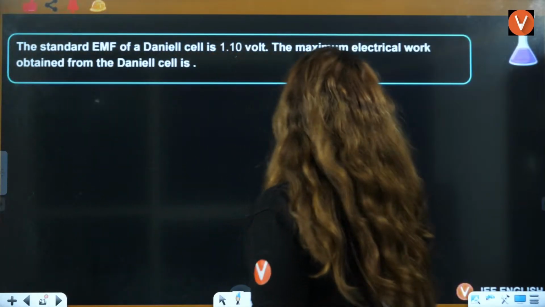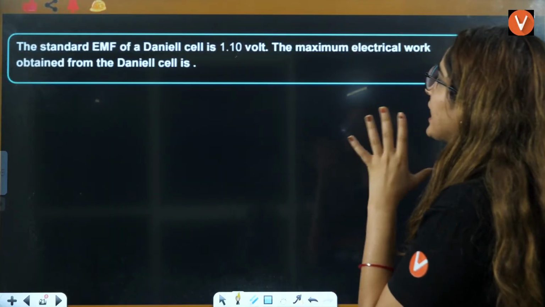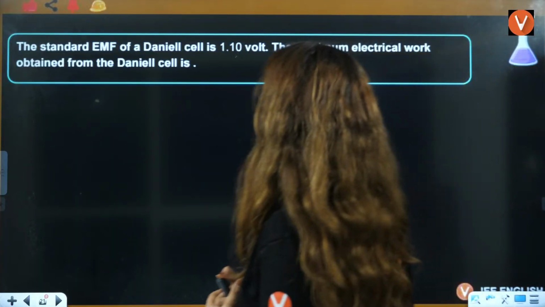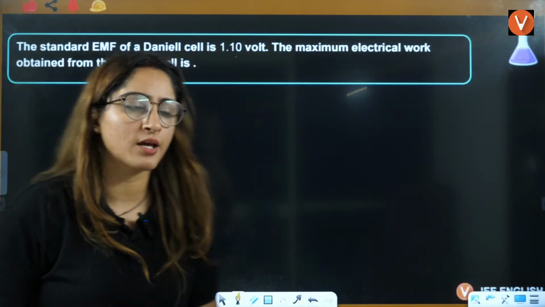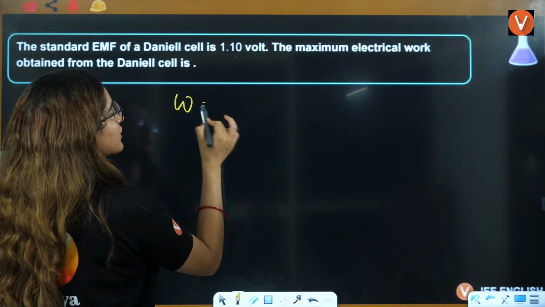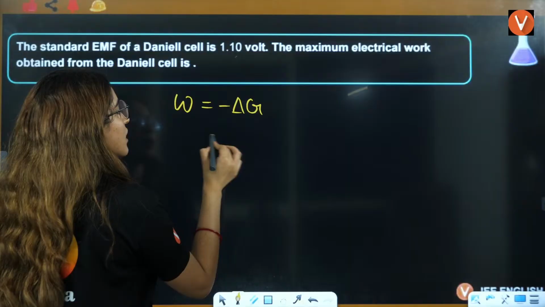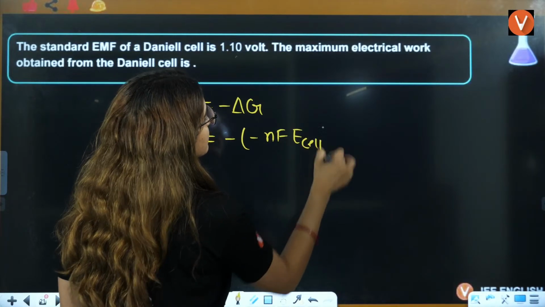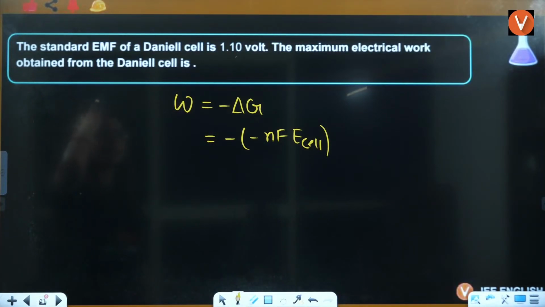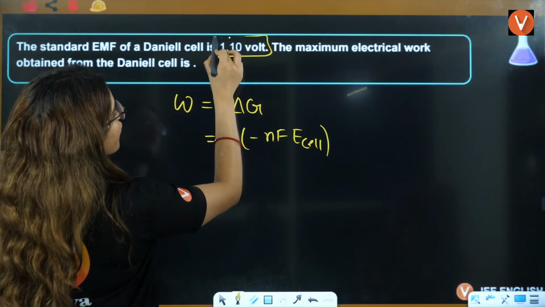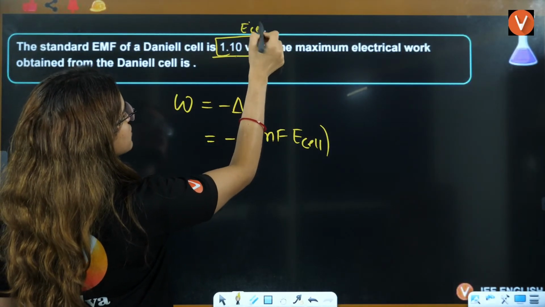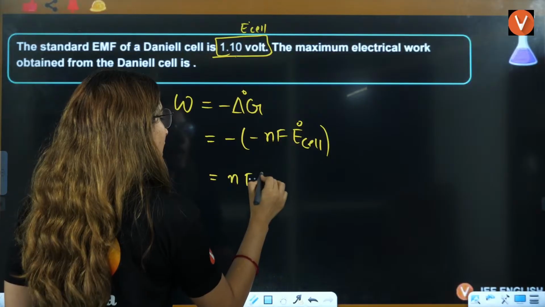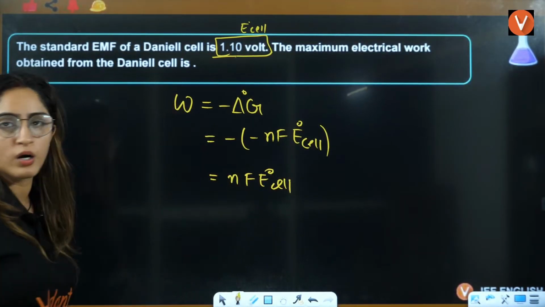Now, let's see this here. The standard EMF of the Daniell cell is 1.1 volt. They are asking for the maximum electric work obtained from the Daniell cell. See, electric work is nothing but minus of delta G. Now, what is delta G? Delta G is minus nFE cell. They are saying the standard EMF of the cell is given, that is 1.1, so E naught cell is already given. So it will become nFE naught cell. This is your work done.